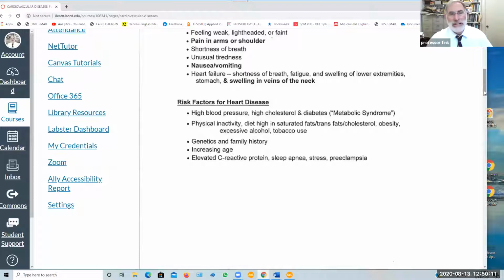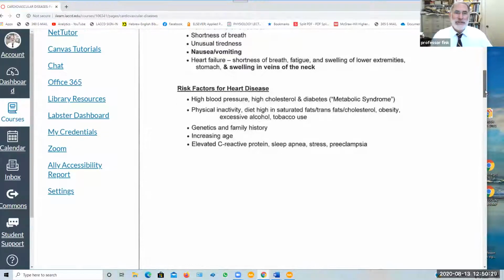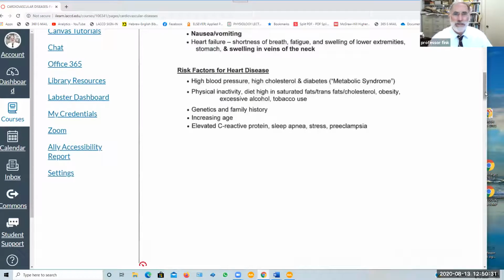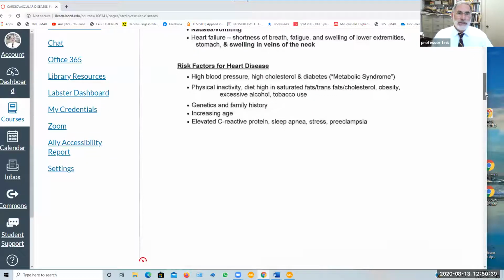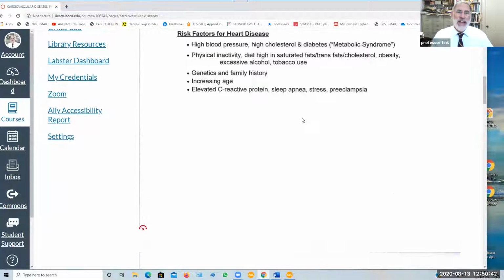Risk factors for heart disease include a history of high blood pressure, elevated cholesterol levels, and a history of diabetes. Commonly, all three of these go together. They're known as metabolic syndrome. Also, a risk factor is physical inactivity, not getting enough regular exercise, not eating properly. Also, a family history of cardiovascular illness or disease. Increasing age: as we grow older, we are more prone to cardiovascular problems.